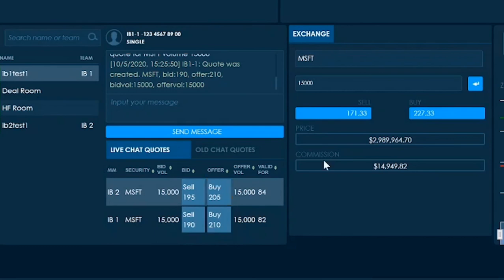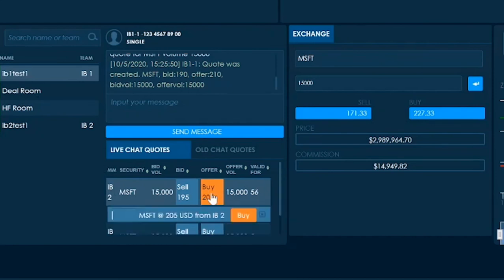So 205, and just a reminder, just look how much better that is than the exchange. On the exchange, I'd be buying at $227. Here, a bank's offering me to buy the same amount at $205. Now, I do have to pay the bank a commission to trade through them, but that commission's only 0.5% of the nominal value of the trade. So I'm going to be way better off overall trading through the bank. So I'm going to accept this.